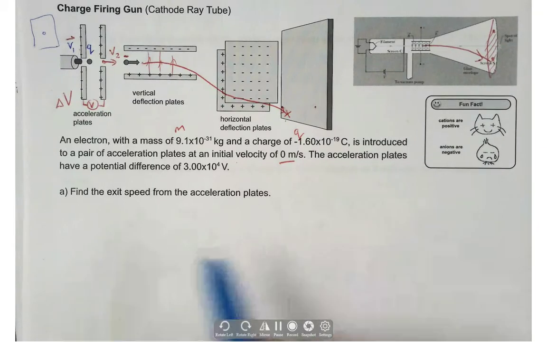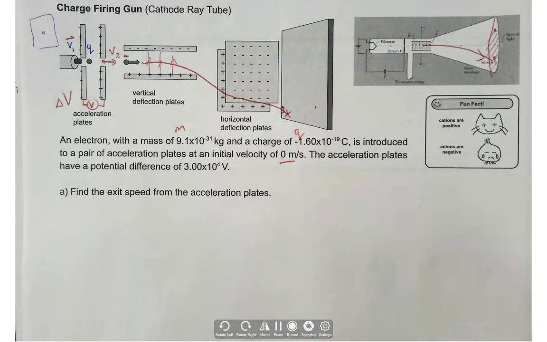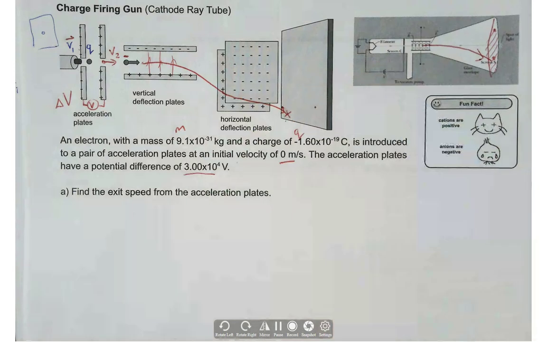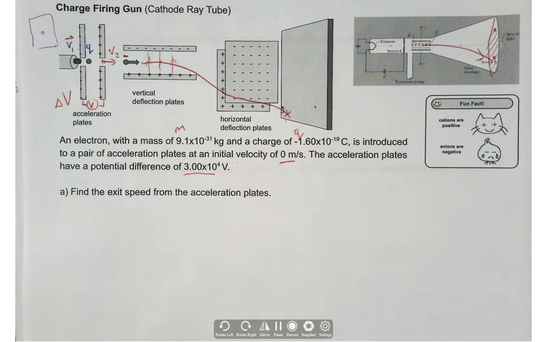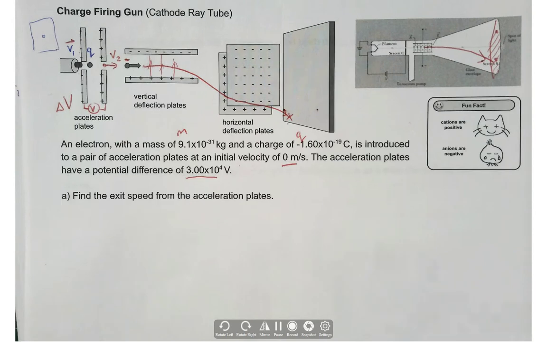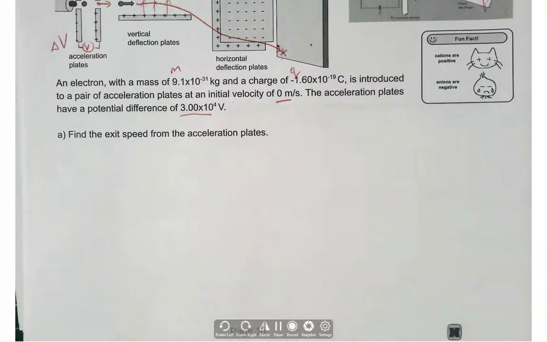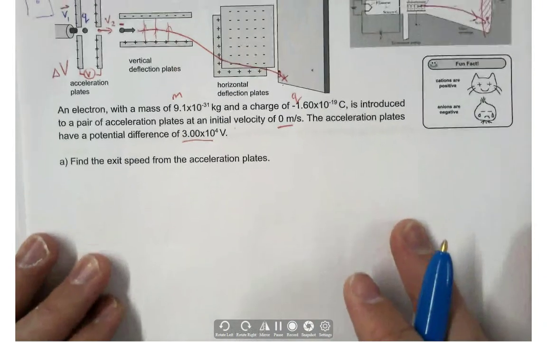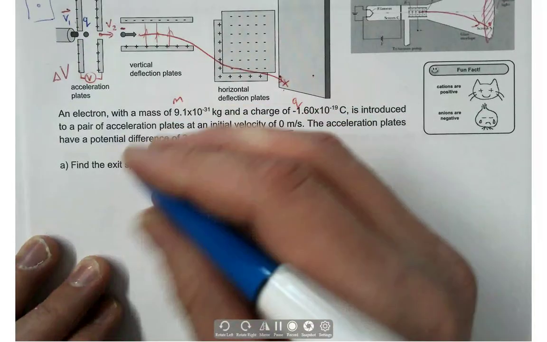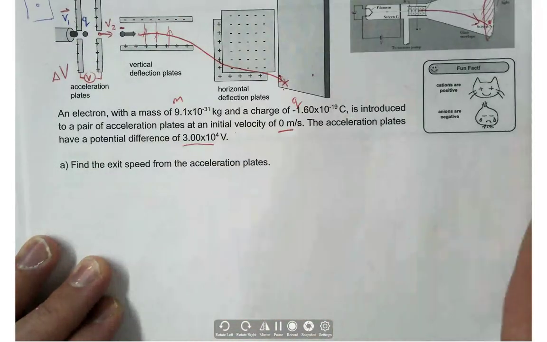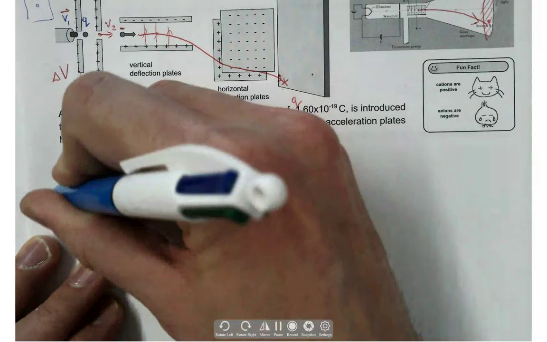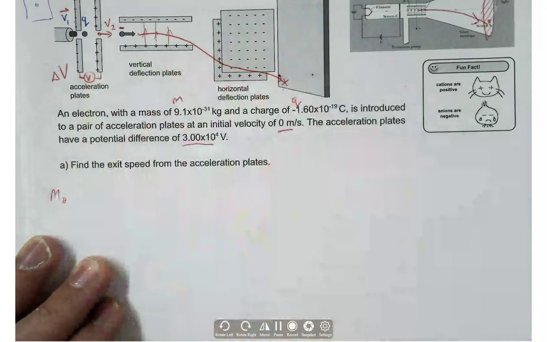And the acceleration plates have a potential difference of, oh my gosh, 3 times 10 to the power of 4 volts. Can you guys say for a second that that's big? 3, 2, 1. Yeah, that is big. That's 30,000 volts. That's not a television. This is something at like a big laboratory or something, right? So this is a high voltage television, if anything, but it's a particle accelerator. So find the exit speed from the acceleration plates. All right, well, the mass of the electron, I should use blue. I like blue better.